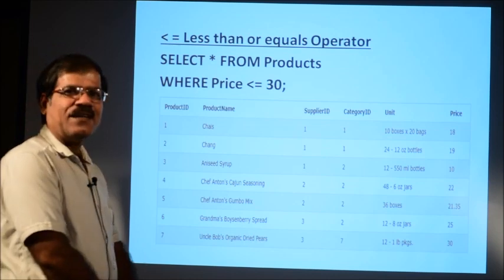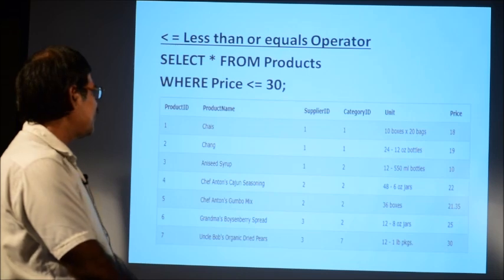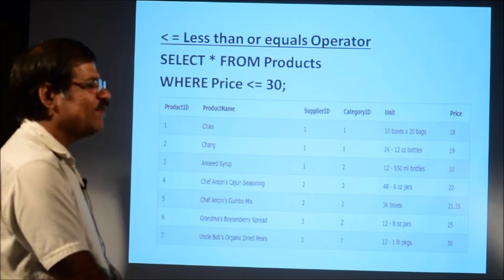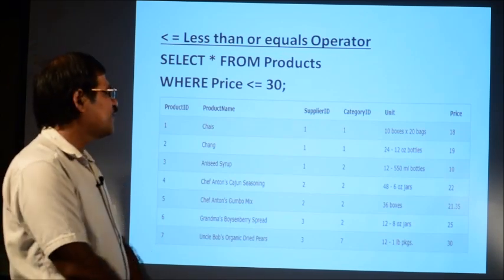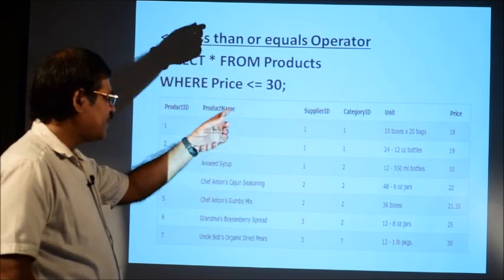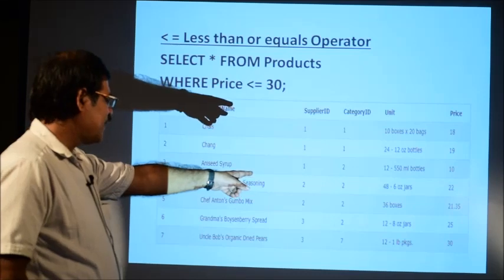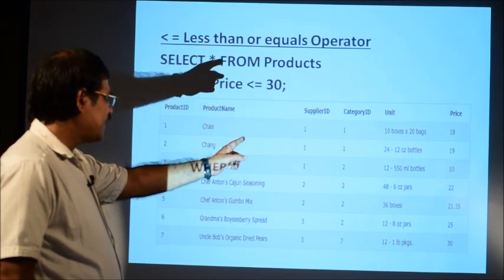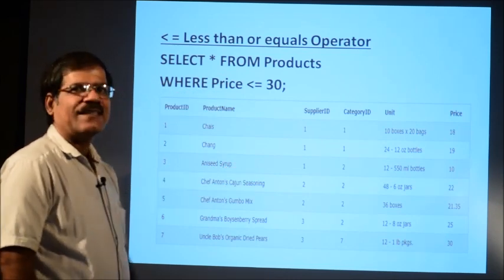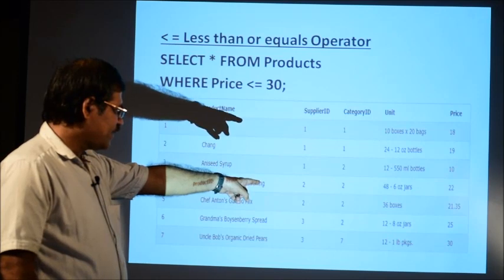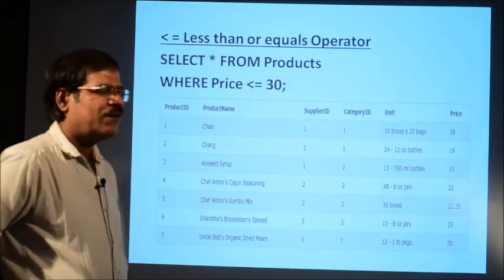So what is that? The products table has a number of fields: product ID, product name, supplier ID, category ID, unit and price. What is your condition? Price less than or equal to 30. You look at all the records whose price value is less than or equal to 30. The last record is equal to 30, and all the other records, 18, 19, 10, 22, 21.5, 25, have a price value less than 30. So that many records will be selected from this products table and displayed on your computer screen.